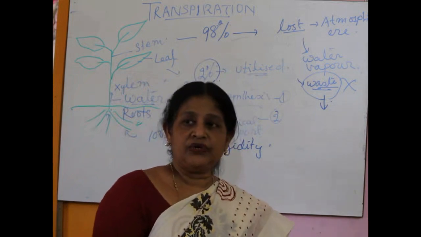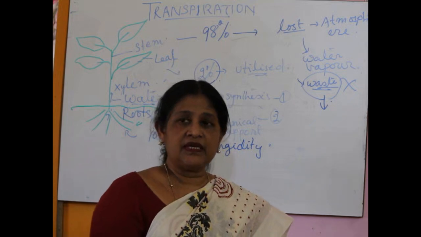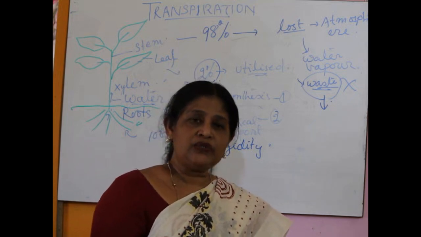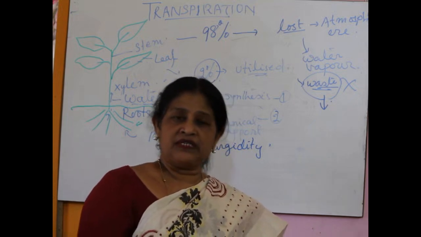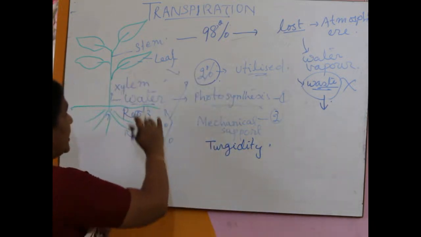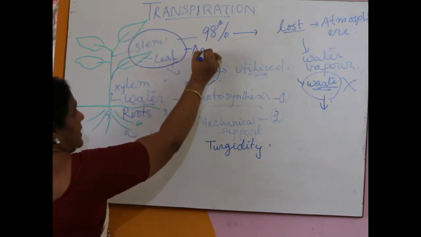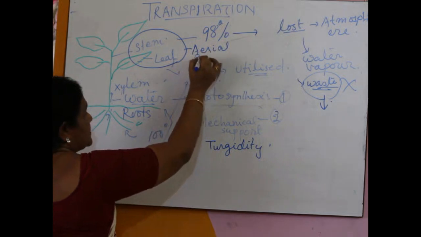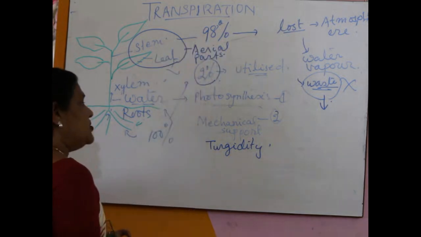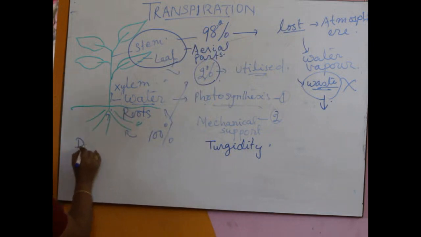But before we go into the significance or importance of this process, now you have understood that transpiration is a physiological process by which the plant loses water into the atmosphere in the form of water vapor through its aerial parts. Now what are these aerial parts? The stem and the leaf, we can call aerial parts. Right? So it is better that you note down the definition of transpiration.